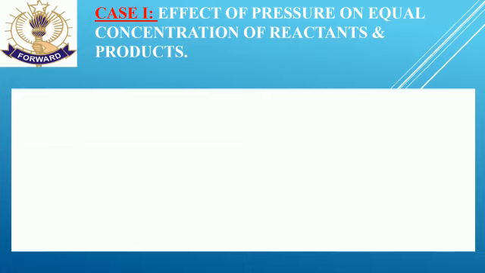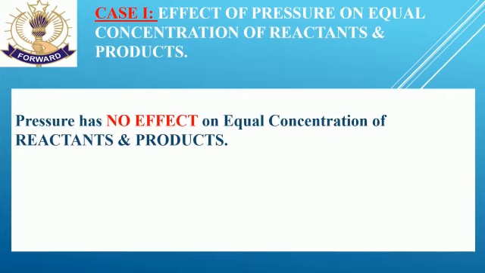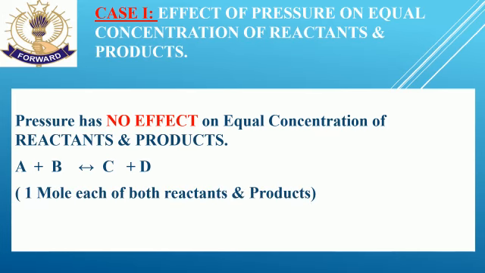So, case 1, effect of pressure on equal concentration of reactants and products. Dear students, as the concentration of reactants and products are equal, so there will be no effect of pressure on equal concentration of reactants and products. For example, if we are taking general reaction A plus B, they will give you C and D. So, we will take the concentration of each reactant as 1 mole. So 1 mole reactants react together and they give you 1 mole each of product. So by applying pressure, there will be no change in the concentration of reactants and products.